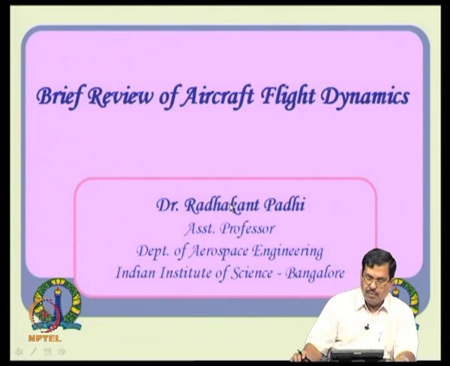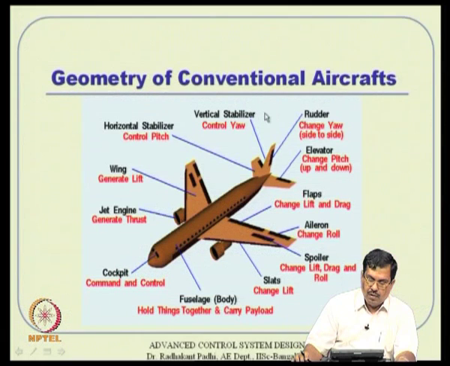So let us see a brief review of aircraft flight dynamics. Essentially we have studied all these things before, and this is just a recapitulation of what we have done. So this is the geometry of a conventional aircraft. You will see that there are various subsystems on the aircraft, and each of the subsystems has its own role to play. Whatever you see as these darkened lines, you can think of as movable parts, not fixed parts. By moving these surfaces up and down, you essentially change the aerodynamics around the surface, and hence generate additional forces and moments, thereby you control the aircraft.